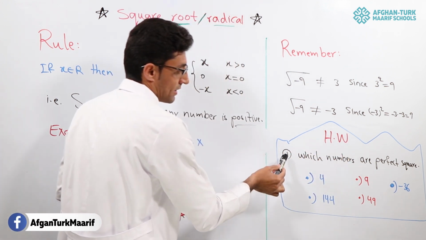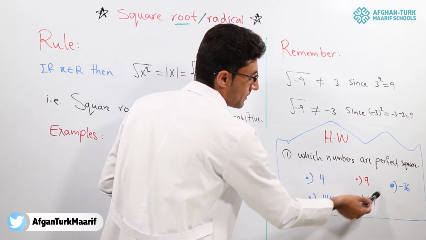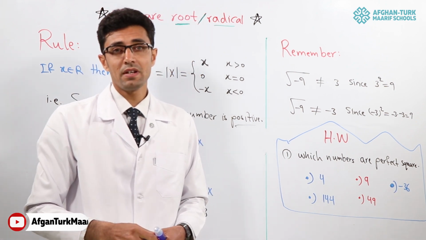Okay, homework. Which numbers are perfect squares? Try to solve them and tell me the reason why these numbers are perfect squares.